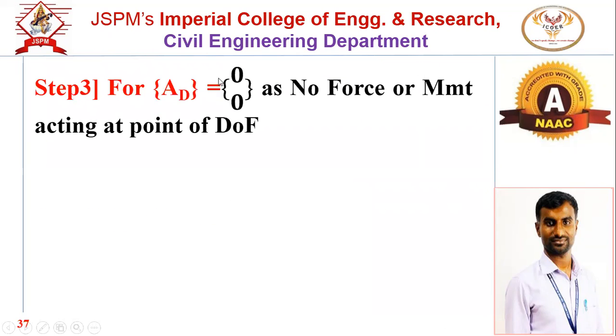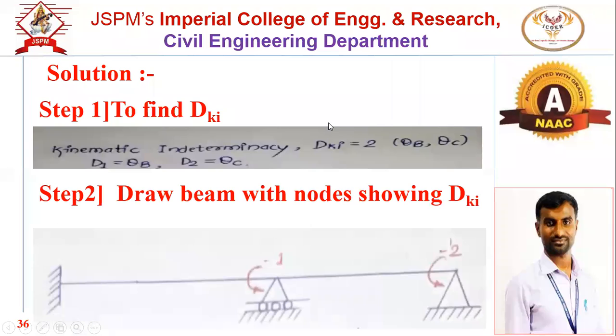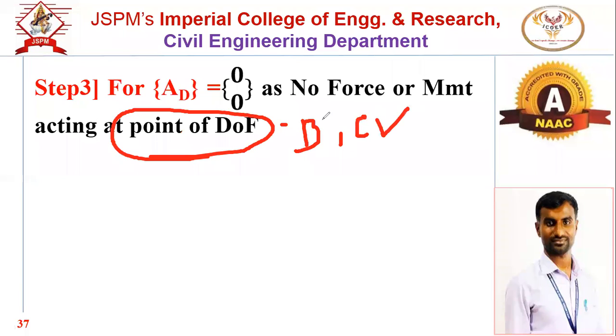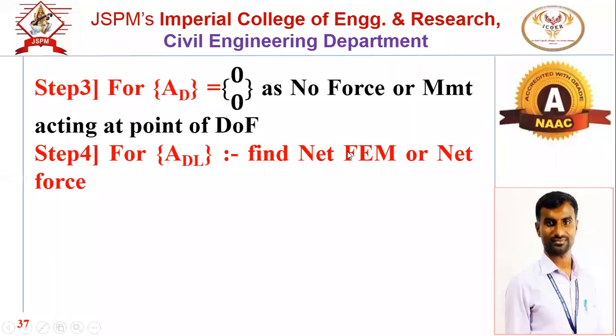Next it is for the AD matrix. Now if you consider the beam, no point load or moment is acting at points B and C separately, only at the support. So that's why the AD matrix, once again, is the null matrix, as no force or moment is acting at a point of degree of freedom, meaning at point B or C. That's why null matrix.